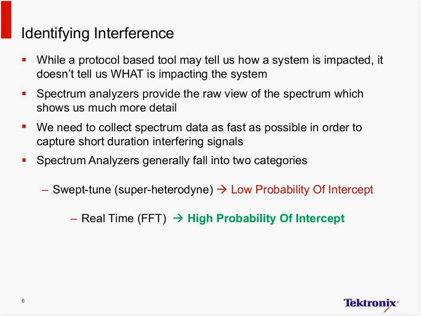The thing we have to look at is probability of intercept. The concept of probability of intercept is how long does a signal have to be on to guarantee I'm going to see it with my spectrum analyzer. In a swept-tune spectrum analyzer, it is sweeping from low frequency to high frequency, so it has a low probability of intercept. It's in the category of milliseconds. Real-time spectrum analyzers, up to their maximum real-time span, have a very high probability of intercept, meaning the signal duration is much, much less to guarantee we're going to see the signal. It's actually in the microsecond area.